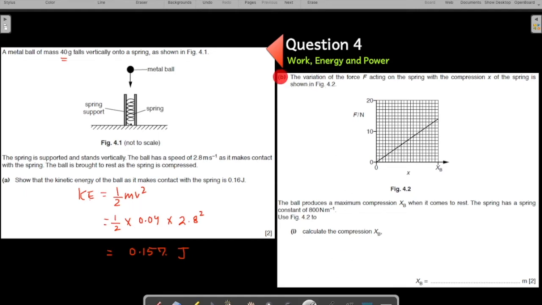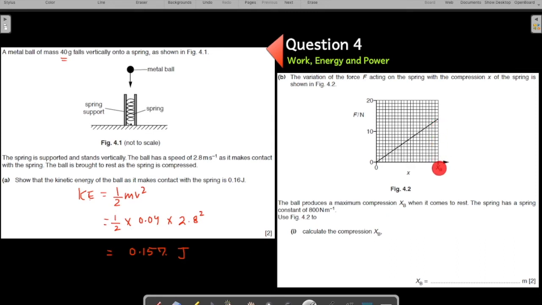Let us come to the second part, B part. The variation of the force F acting on the spring with the compression X of the spring is shown in this figure. Right, force versus extension or compression. The ball produces a maximum compression of XB when it comes to rest. This is the maximum compression. The spring has a spring constant, K value is also given, which is 800 newton per meter. Calculate the compression XB. So this is the compression that you have to calculate.